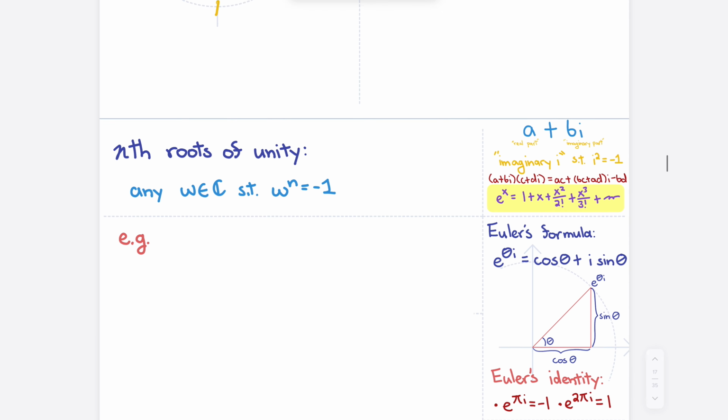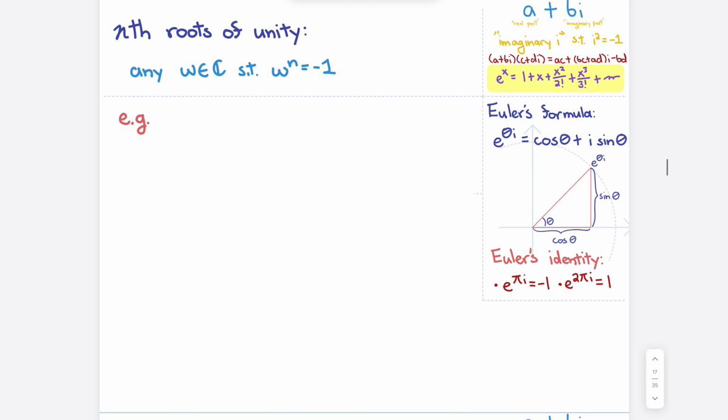All right, so you skipped all the more obvious ones. For example, 1 is a root of unity for any n. And -1 is a root of unity for 2 or any even number.